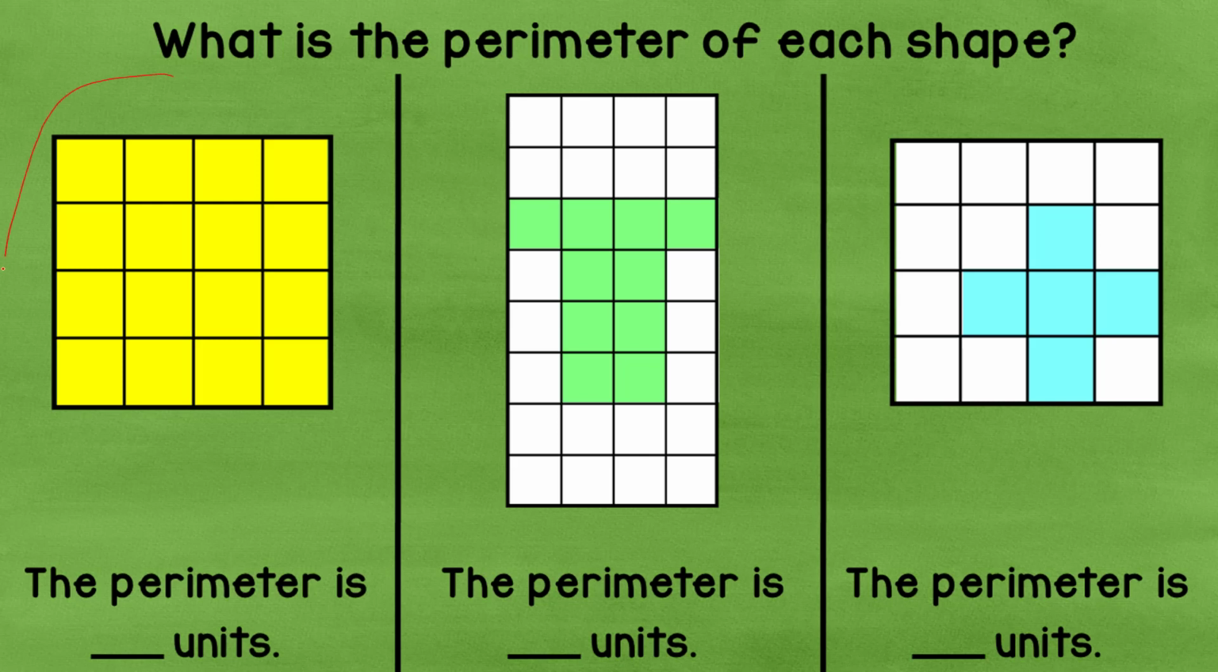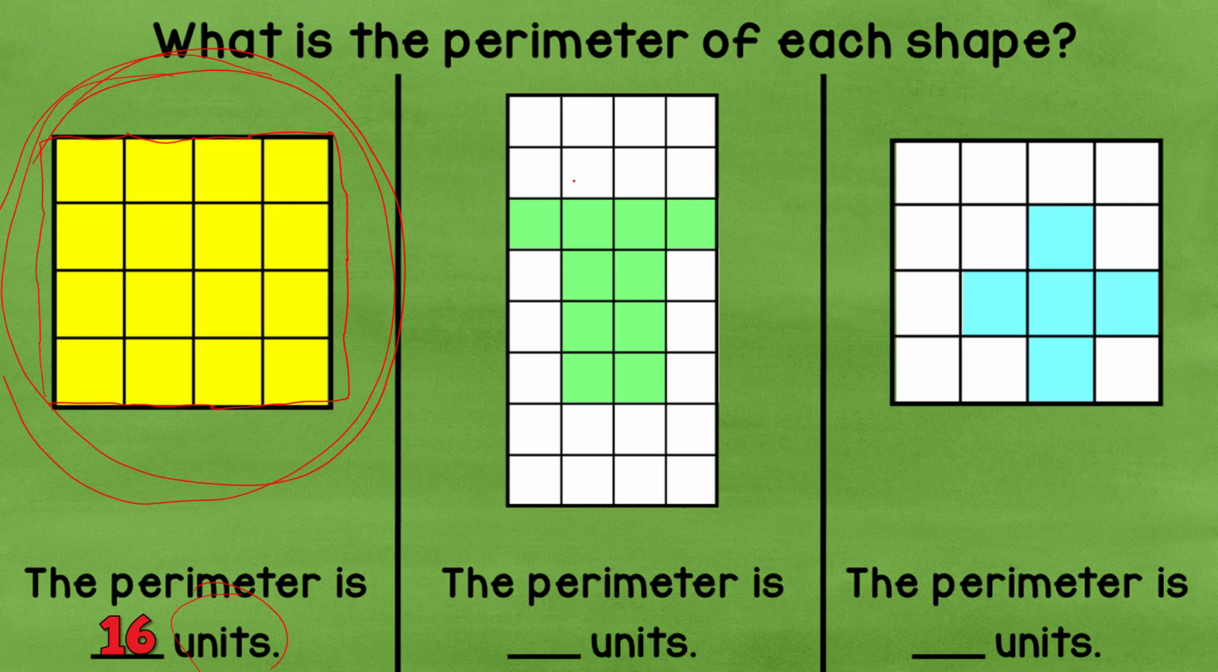Okay, remember perimeter is around the outside. Think of the police sergeant or the policeman at the beginning who said the sergeant wanted him to check the perimeter of the building around the outside. Okay, so let's count. 1, 2, 3, 4, 5, 6, 7, 8, 9, 10, 11, 12, 13, 14, 15, 16. The perimeter is 16 units.